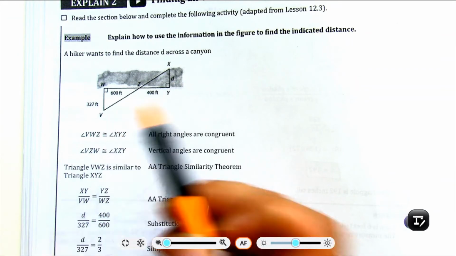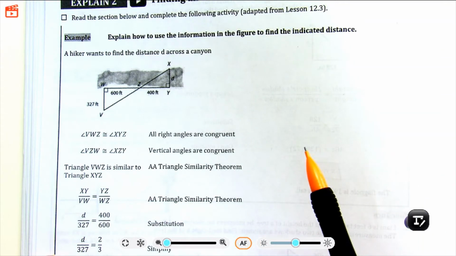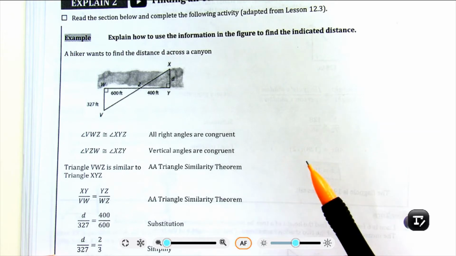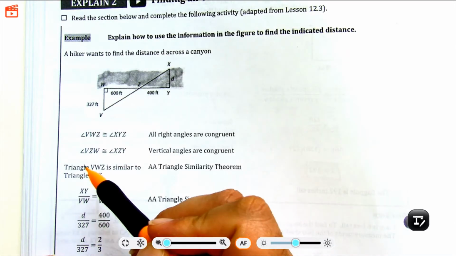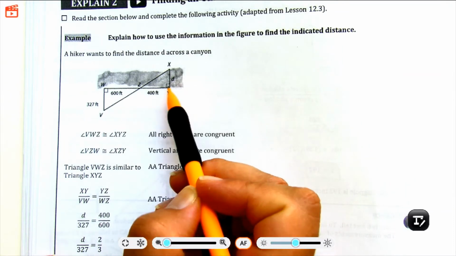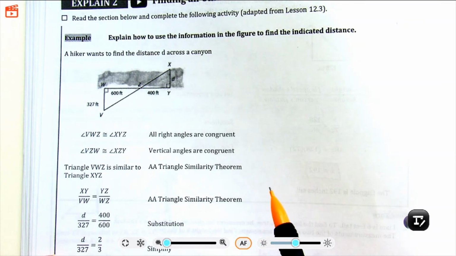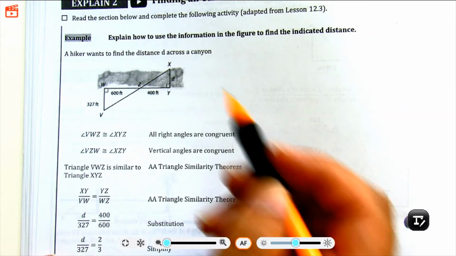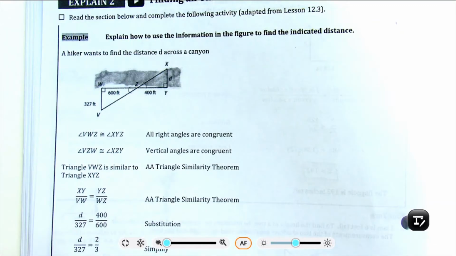Now, if we look at this, the first thing we have to look at is, are these two triangles similar? And they are, because they both have right angles. They both have 90 degrees. And they both share a vertical angle of Z. So there's two angles. Using the angle-angle triangle similarity theorem, we can say that they are similar.